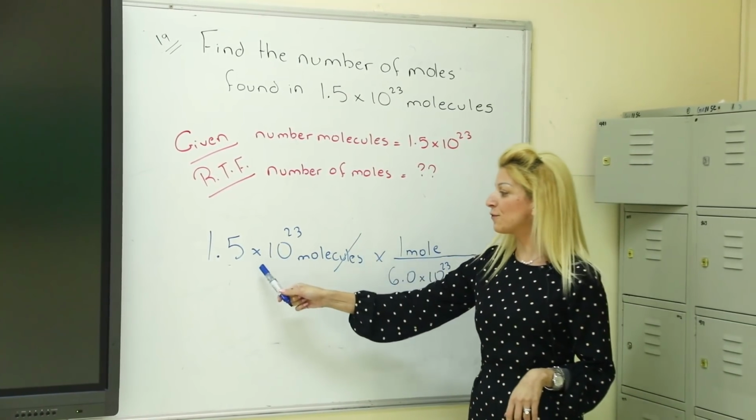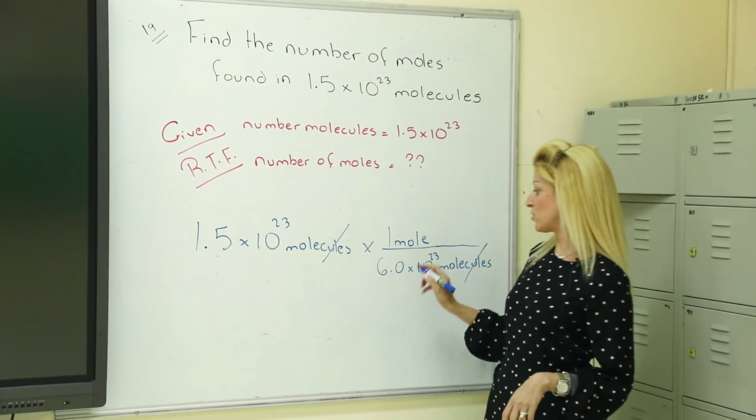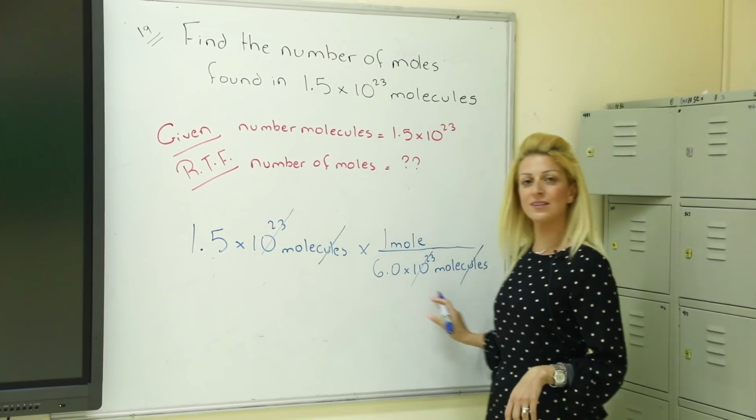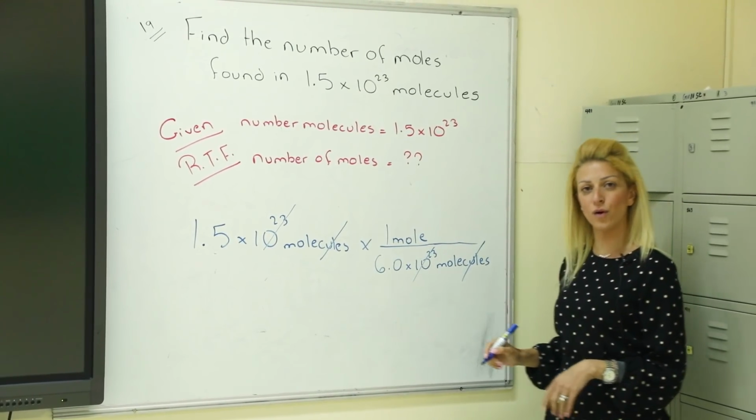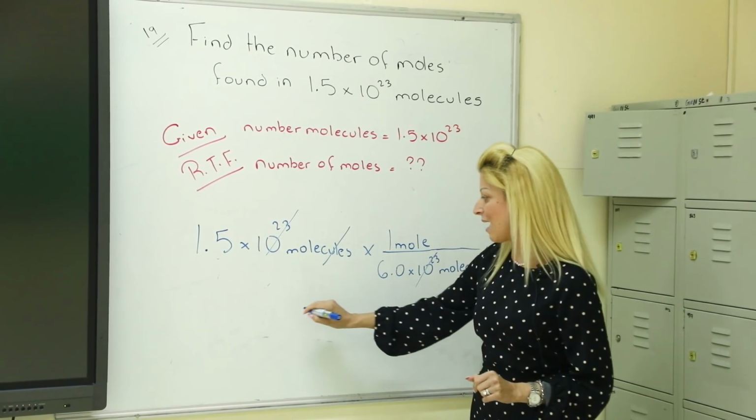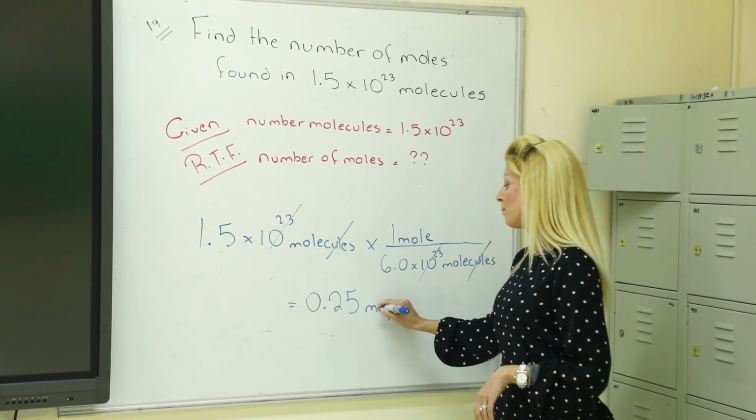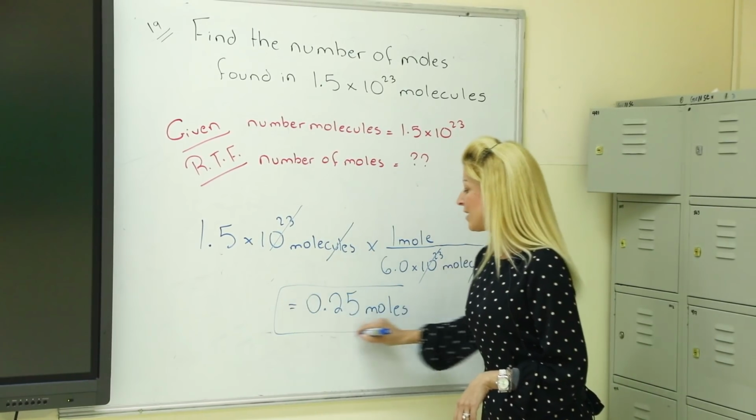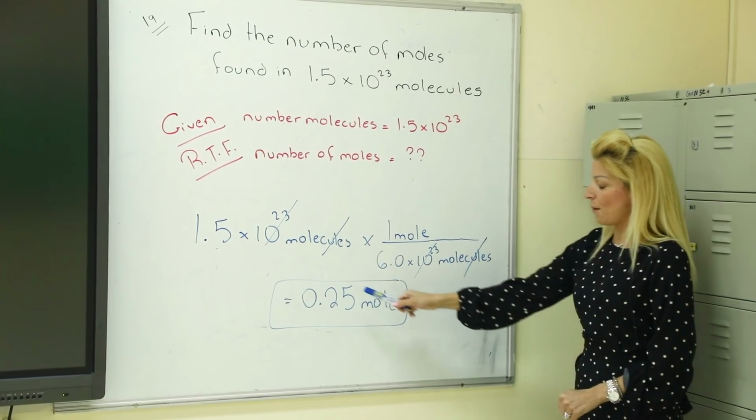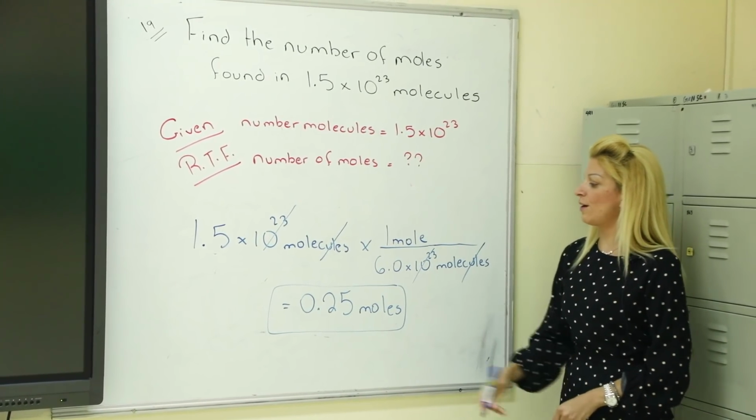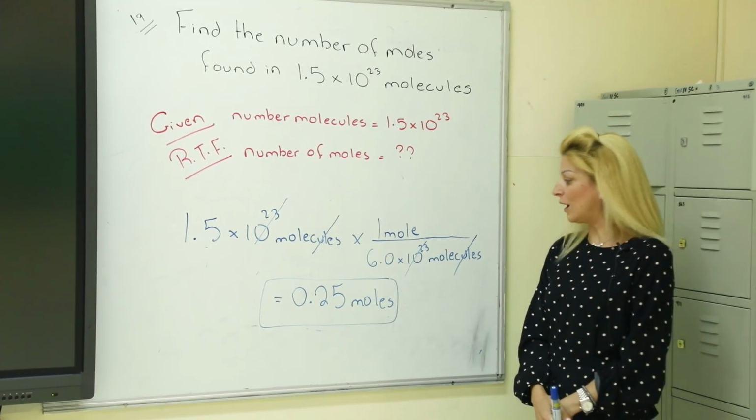So 1.5 times 10 to the power 23 over 6 times 10 to the power 23, these cancel out, and 1.5 divided by 6 is a quarter. So you end up with an answer of 0.25 moles. Now we can check with the given above if our number of significant figures is correct. It is correct. So our answer is 0.25 moles.